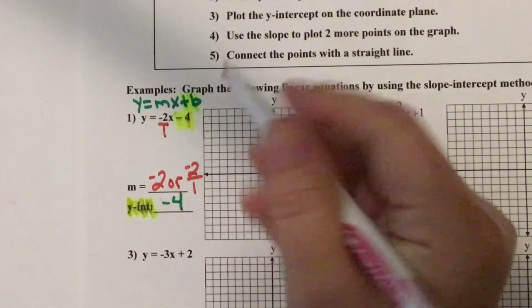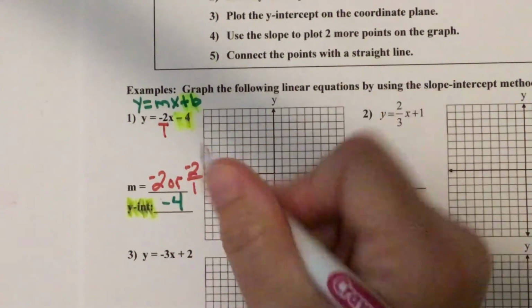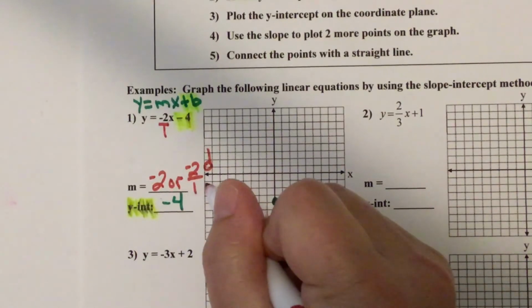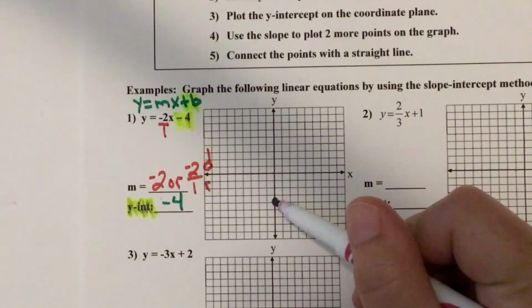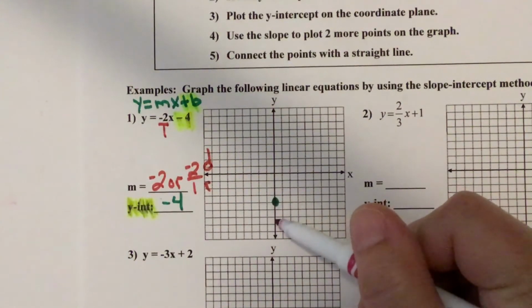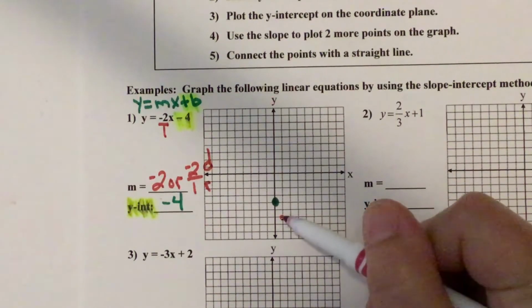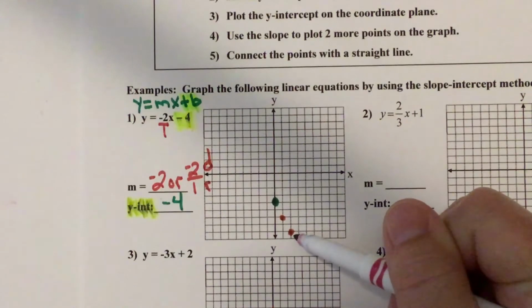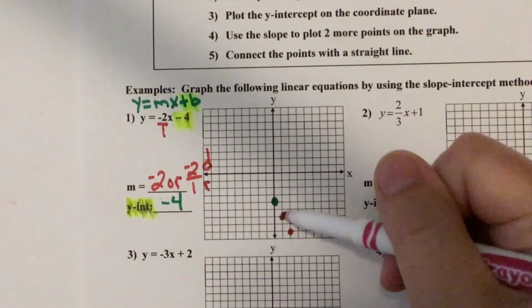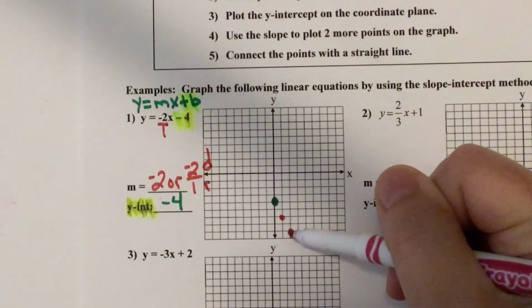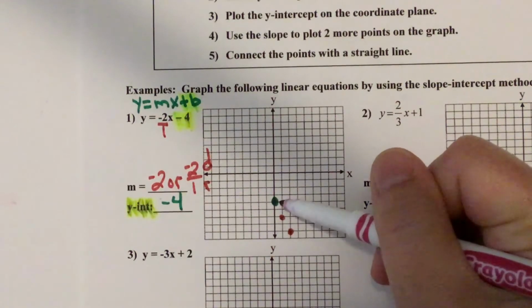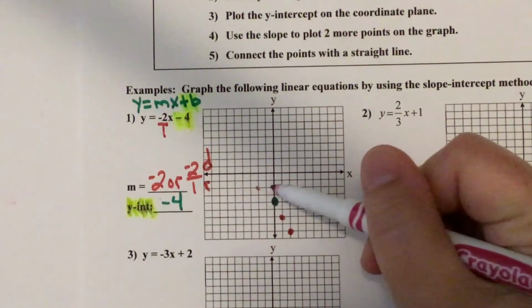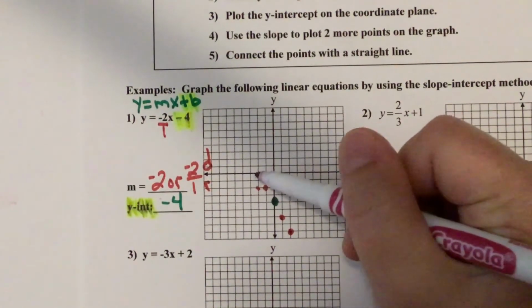So since my top number is negative, I go down. And since my bottom number is positive, I go right. So from my y-intercept, I go down 2 and right 1. Down 2 and right 1. Well, if you ever run out of room, you can go opposite, which would be, instead of down 2 and right 1, it'd be up 2, left 1, up 2, left 1. Up 2, left 1.